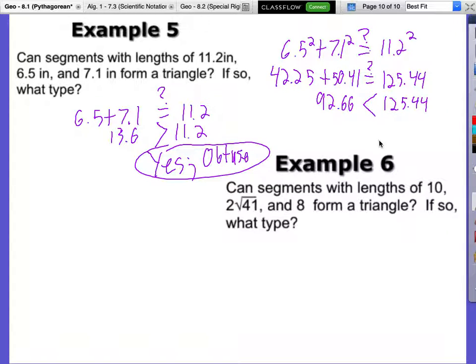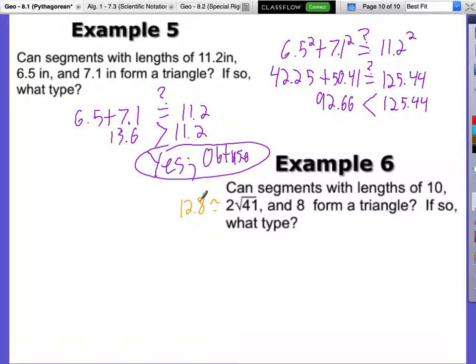Same question here. Can segments with these 3 lengths instead of those 3 lengths form a triangle? If so, what type? The first check if they form a triangle, we need to add the smallest 2 sides together and see if it's bigger than the third side. Right now, do we know which 2 of these sides are the smallest, which one's the biggest? No, because we can't compare this with the others. Could we type this in a calculator and figure out what it approximately is so we can compare? Let's do that. So in a calculator, 2 times the square root of 41 is approximately 12.8.